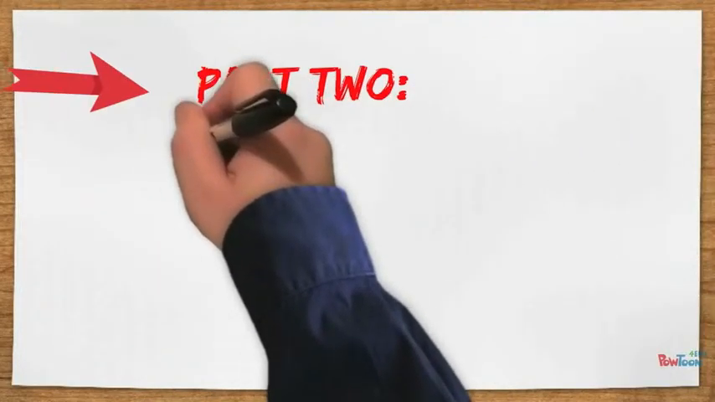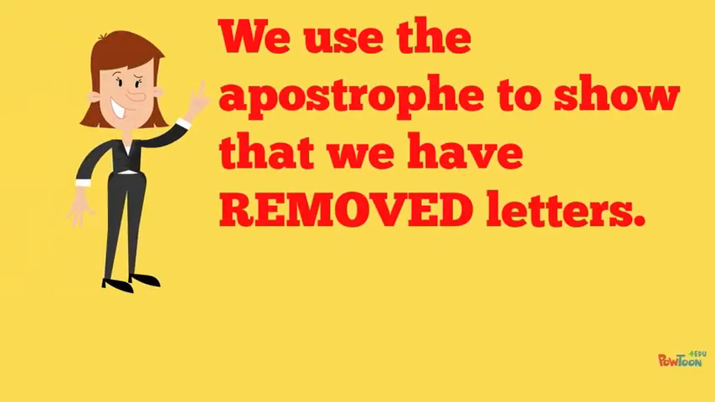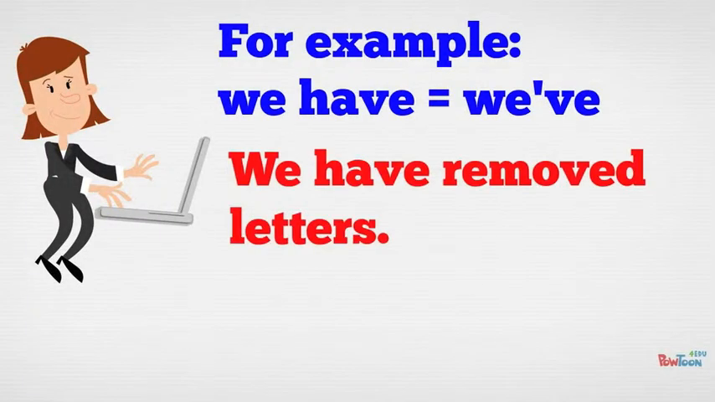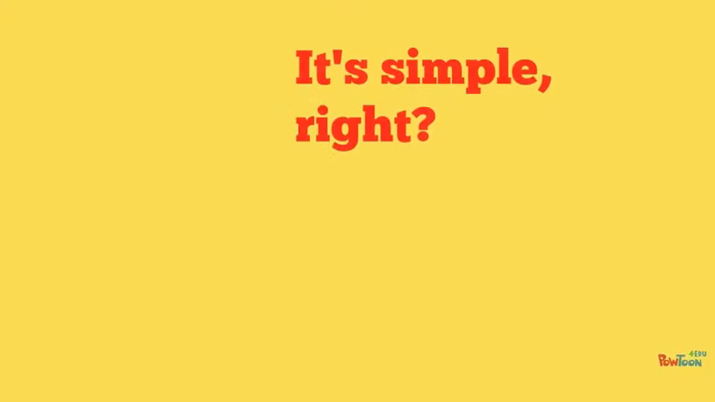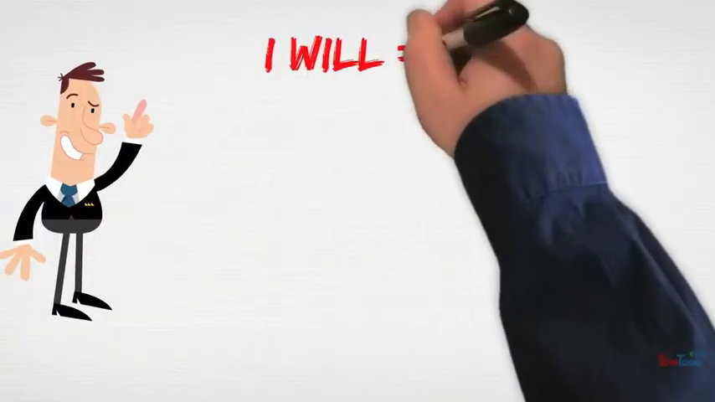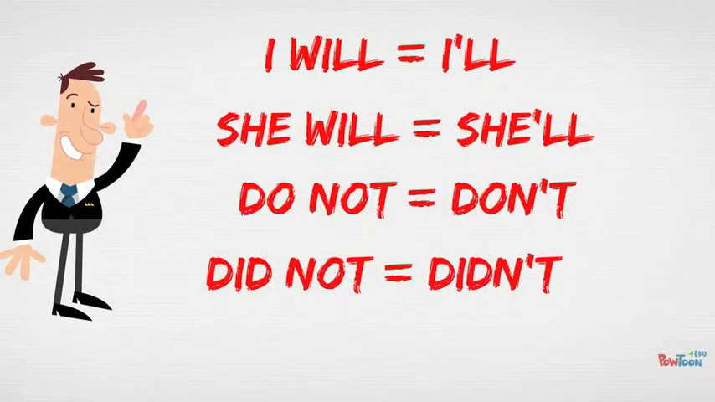Part 2. Contractions, the apostrophe to remove letters. We use the apostrophe to show that we have removed letters. For example, we have equals we've. We have removed letters, or we've removed letters. It's simple, right? Here are some other examples. I will equals I'll, she will equals she'll, do not equals don't, and did not equals didn't.